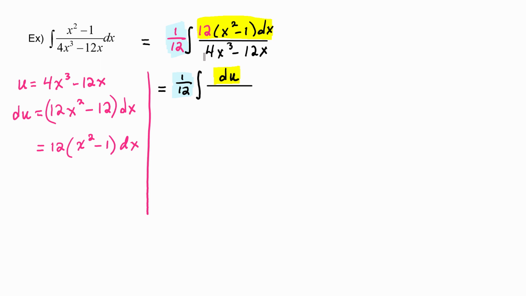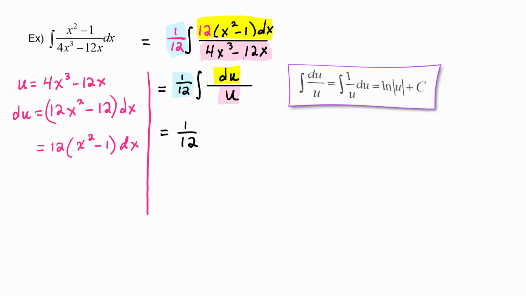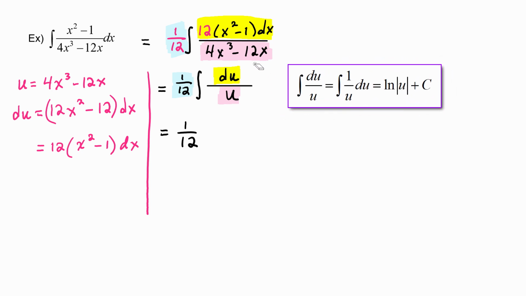And in the denominator, that 4x cubed minus 12x can be replaced with u. Simplifying, we have 1 over 12. We know that the integral of du over u will be the natural log of the absolute value of u plus c.